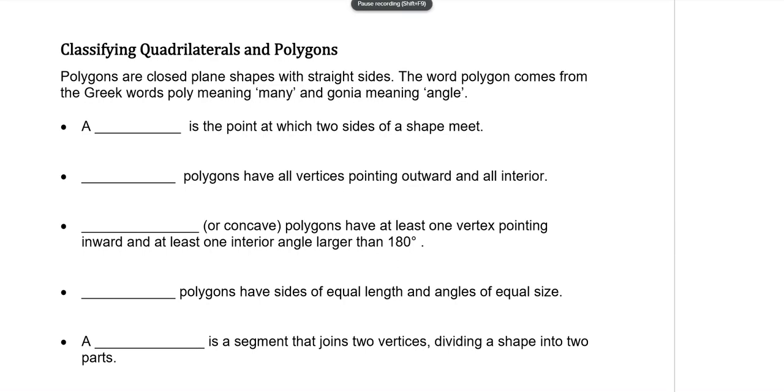Good morning, Year 7. Today we are going to be classifying quadrilaterals and polygons. Polygons are closed, plane shapes with straight sides. The word polygon comes from the Greek word poly, which means many, and gonia, which means angles. So many angles, which also means many sides, to the shape.